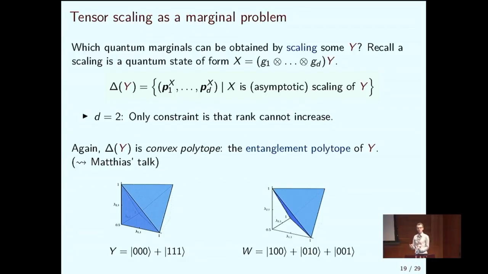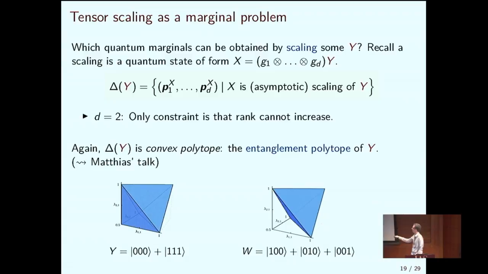For d equals 2, again, we understand what this means. The only thing is that the rank cannot increase. The rank of the rows cannot increase when you apply such a scaling. That's the analog of the support condition for probability distributions. But that's sort of the only analog, right? And so for d larger than 2, we get interesting gadgets. And so a while ago, we called these things entanglement polytopes, because we related them to some entanglement properties of quantum states, okay? So these things will appear again.